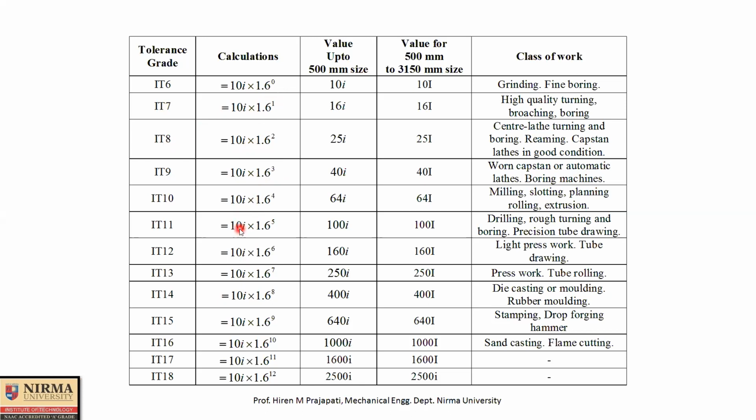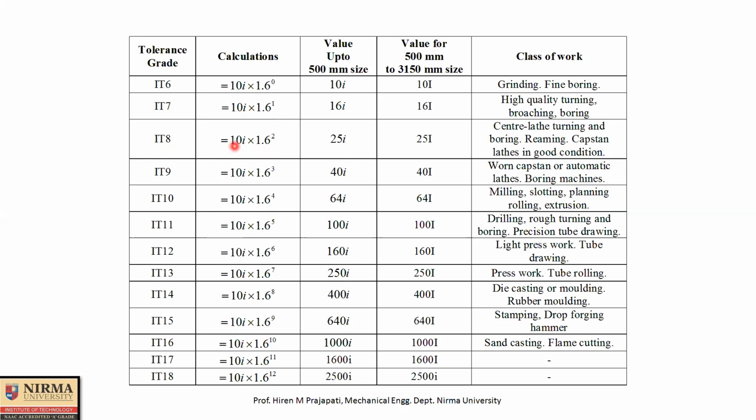If you simplify this equation, suppose IT7, then 10 times i into 1.6 raised to 1. 1.6 raised to 1 is 1.6, into 10, so you get 16 times small i. If you go to IT8, then 1.6 raised to 2 gives 2.5, and 2.5 multiplied by 10 gives 25. So you get 25 times small i as the IT8 equation. IT8 can be achieved by center lathe turning, boring, reaming. These are the manufacturing processes which can give you dimensional accuracy of IT8 level.